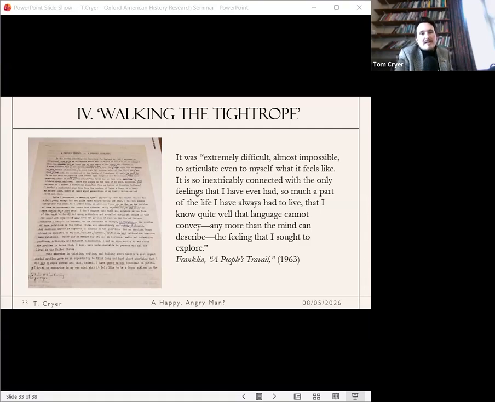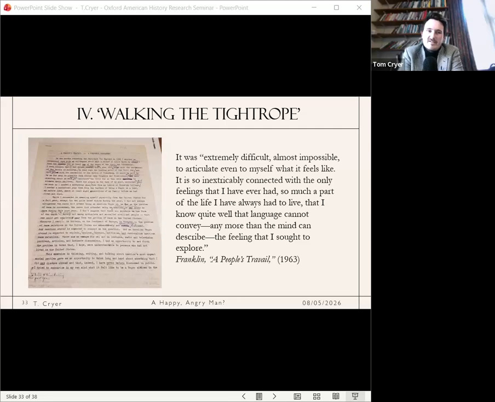Upon travelling to Britain, however, he found that African Americans abroad were expected to explain, to analyse, discuss, criticise, rationalise American race relations. There was no escape. He was perpetually asked what race meant to him, yet he found it impossible to explain. It was, quote, "extremely difficult, almost impossible to articulate even to myself what it feels like. It is so inextricably connected with the only feelings that I've ever had, so much a part of the life I've always had to live, that I know quite well that language cannot convey any more than the mind can describe the feeling that I sought to explore."